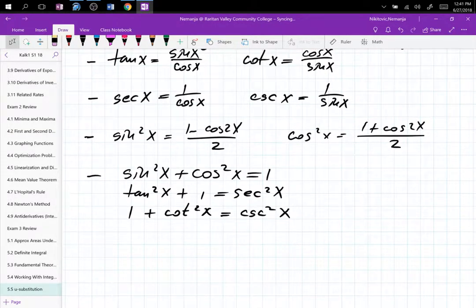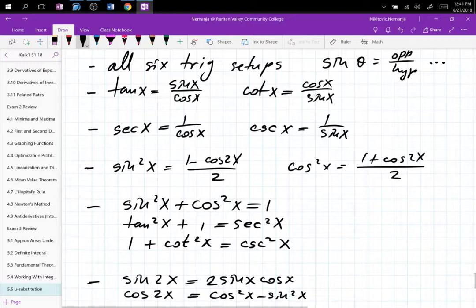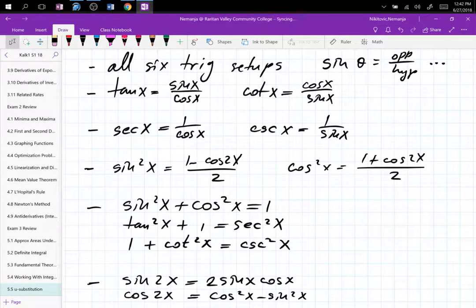And then you have the double angle for sine. So sine 2x is 2 sine x cosine x. And we might toss in the cosine 2x, but that's not as necessary. Generally I don't write it, but it's cosine squared x minus sine squared x. These are the trig identities that you will use.